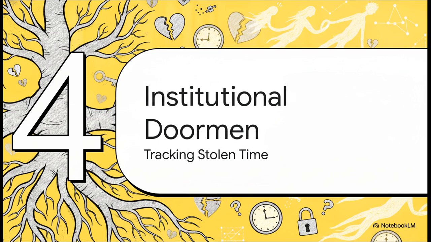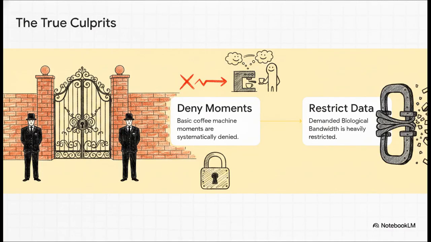Tracking the stolen time. You feel this urge to run an A/B test because you feel the free man is withholding his attention, right? Like he's stealing your shared experiences. Well, you asked for advice, and here is the hardest truth to swallow. The true thieves here are the institutional doormen. Number 1, they artificially barricade the physical execution.